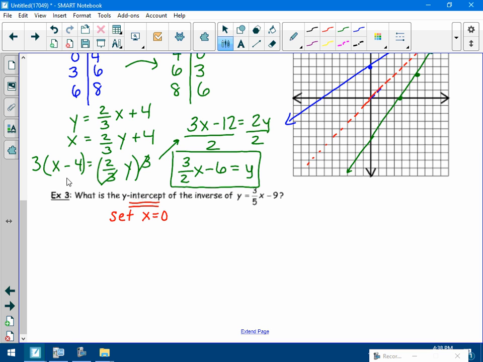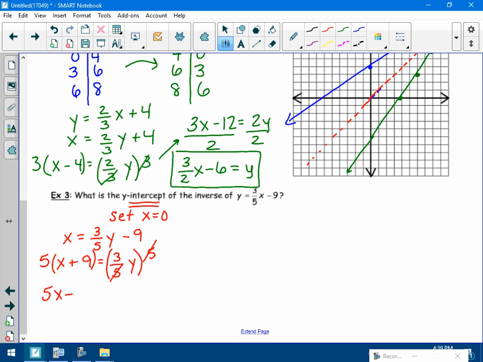So one thing I could do if I want the y-intercept of the inverse, I could find the inverse and then pick out the y-intercept. So let's do that. Find the inverse. What's my first step? Switch x and y. X equals 3/5 y minus 9. Solve for y. X plus 9 equals 3/5 y. And to get rid of that 3/5, we can multiply by 5/3. I prefer to multiply by 5 first.